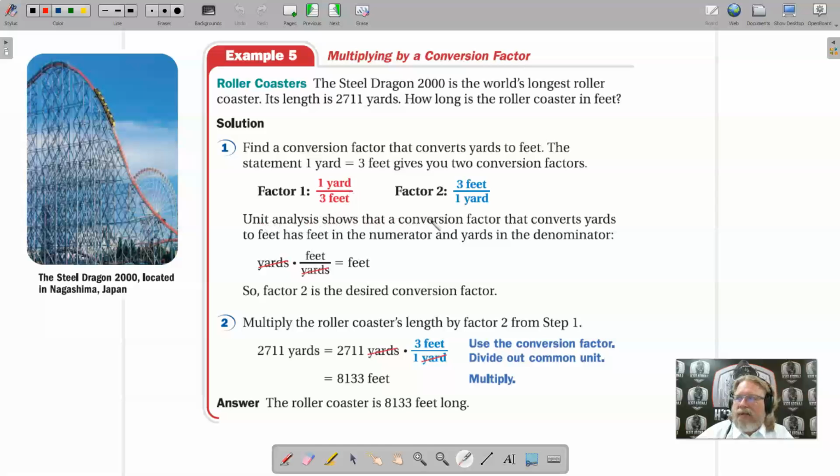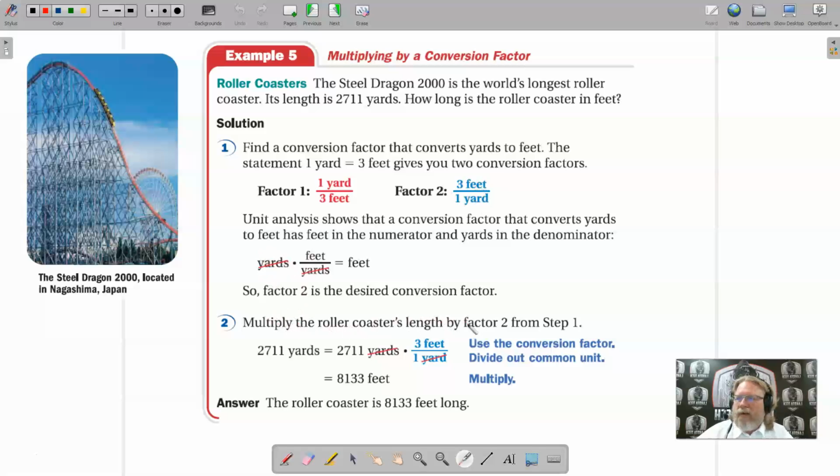So unit analysis shows that a conversion factor that converts yards to feet has feet in the numerator and yards in the denominator, such as this situation here. We want yards to cancel yards because we need feet to be the answer. So we are going to cancel out what's in the denominator, and we need what's left in the numerator. The question is asking us for feet, so we want this one here because feet is in the numerator and the yards are going to cancel out like you see here.